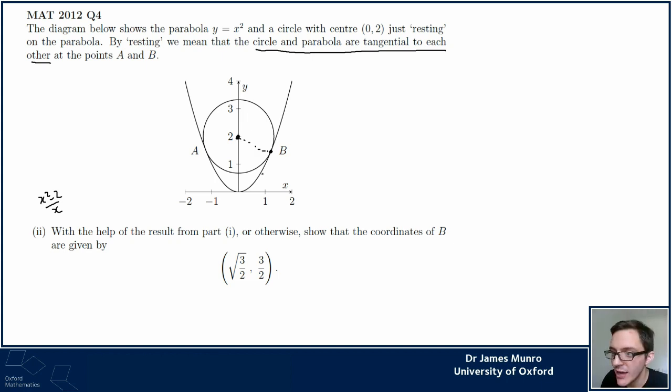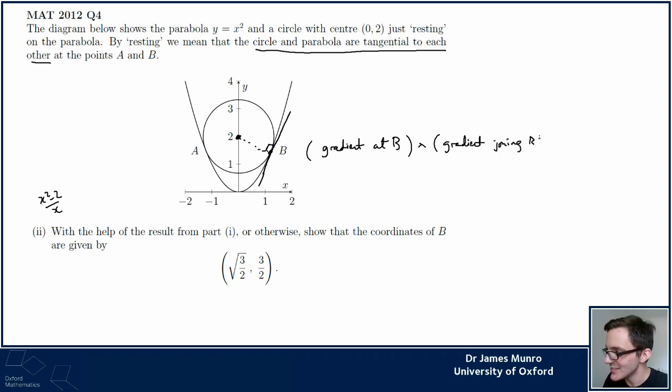So I'm going to use the fact that the gradient here is perpendicular to that line joining the centre of the circle to B. So here I'll say that gradient of the curve at B times the gradient joining B to centre, those things are perpendicular, so that's -1.